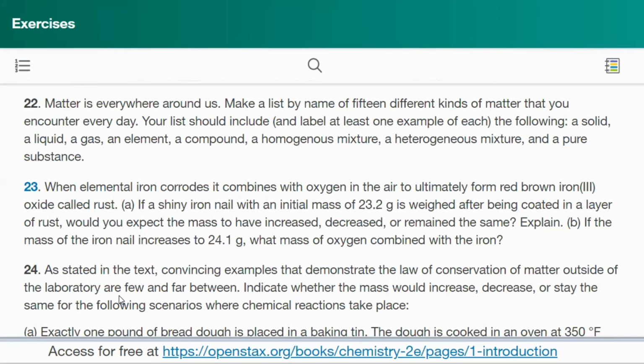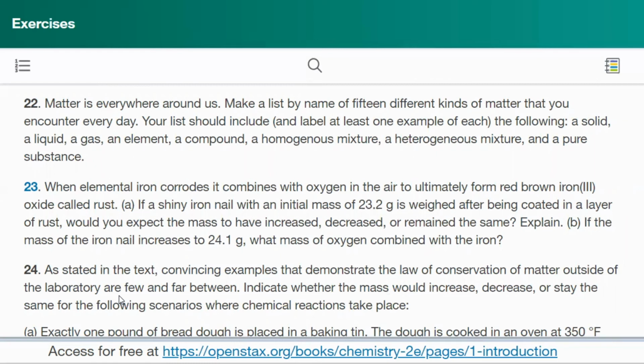22, matter is everywhere around us. Make a list by name of 15 different kinds of matter that you encounter every day. Your list should include and label at least one example of each of the following: a solid, a liquid, a gas, an element, a compound, a homogeneous mixture, a heterogeneous mixture, and a pure substance. I'm not going to go through all 15. Let's just do a few of them.